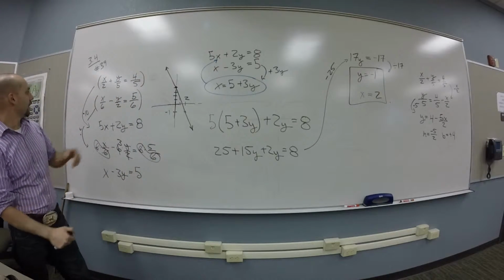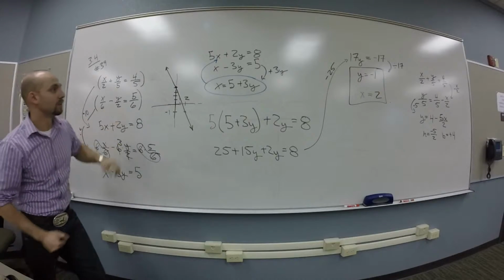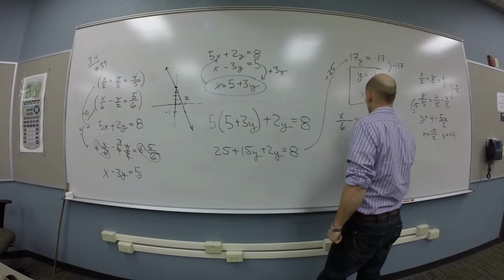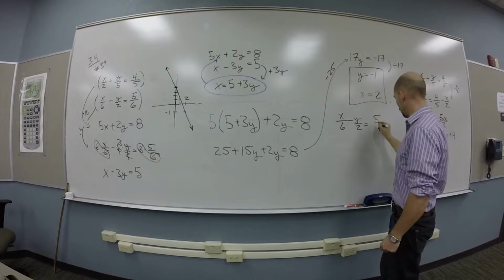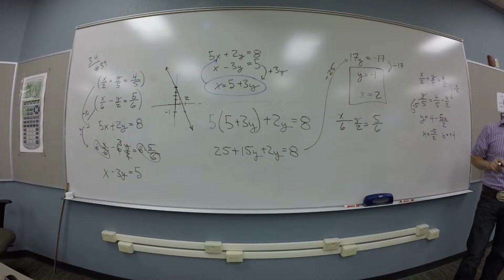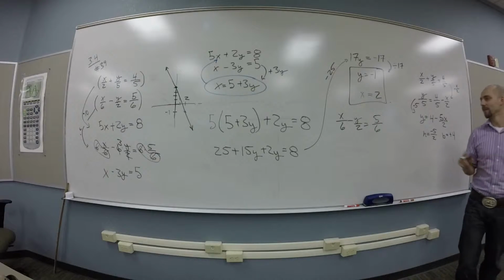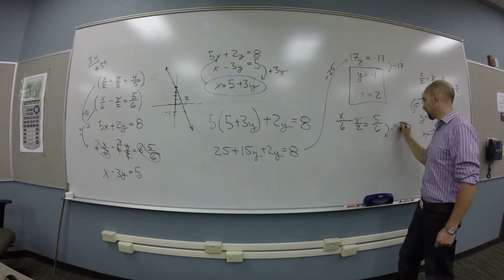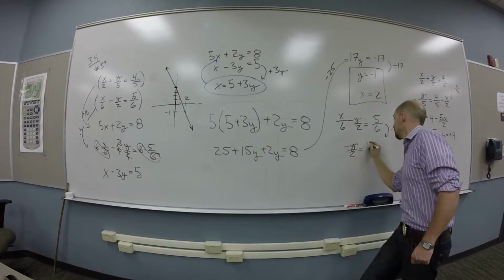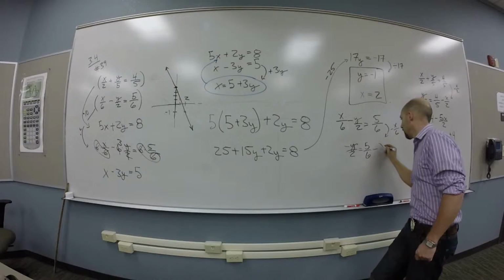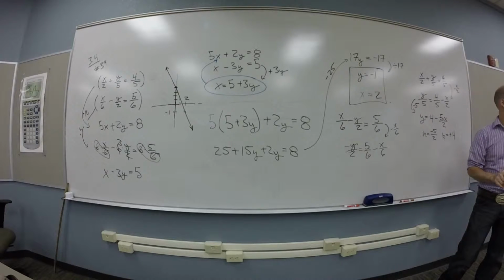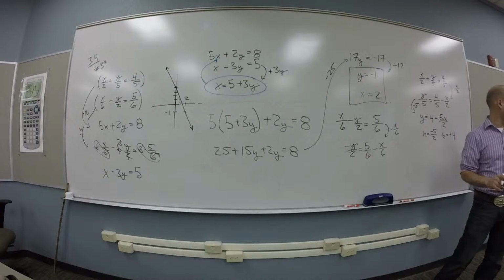So now the second line, I've got this guy. That's x over 6 minus y over 2 is 5 over 6. Wow, that got really messy. We can subtract x over 6. So I've got minus y over 2 is 5 over 6 minus x over 6. Then what? Multiply by -2. Yeah, multiply everything by -2.